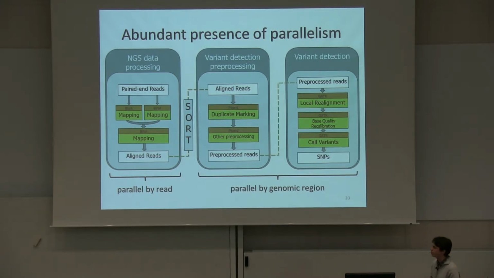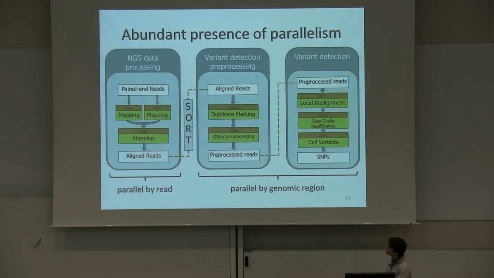Sorting is something that has to be done, but we can do this in parallel. And then all of these pre-processing steps and variant calling steps are parallel by genomic regions. Once your reads have been aligned, the work that has to be done on chromosome 1 can happen in parallel with the work that has to be done on chromosome 2. Right?